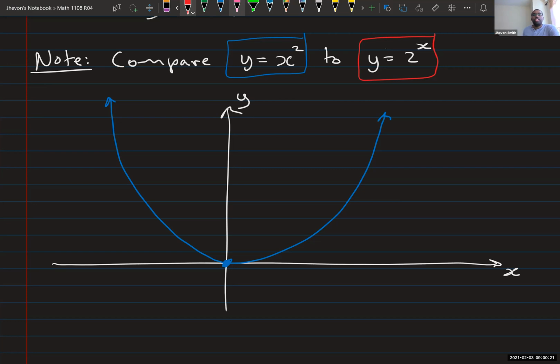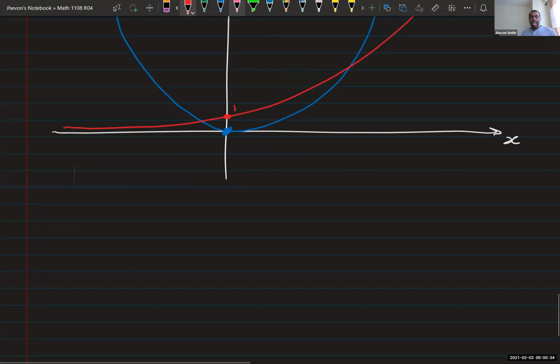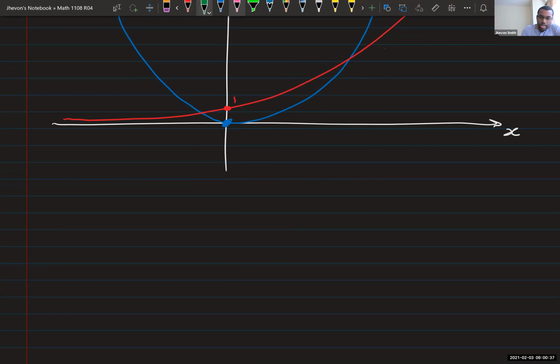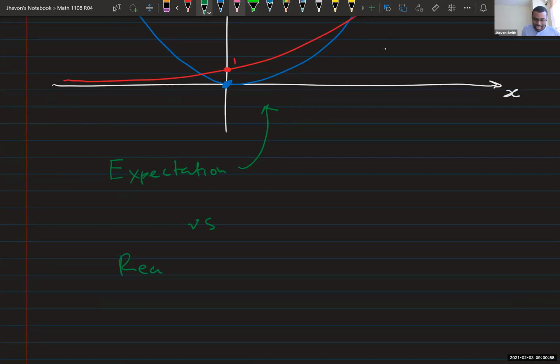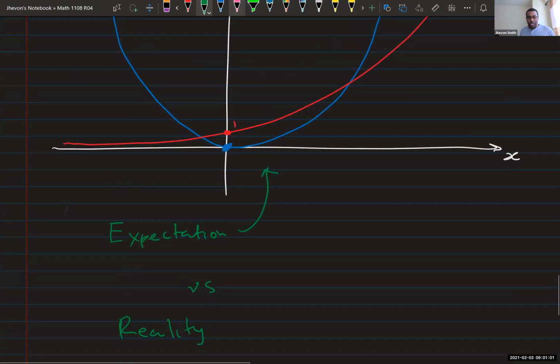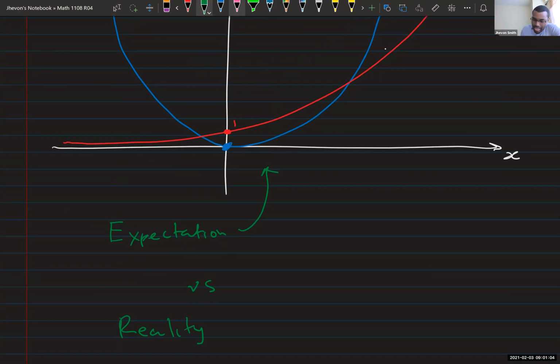And then the 2 to the x. Well, I kind of told you what that would look like already. It would look like this, passing through 1. Now that is what we call expectation, and not in a math sense, I'm using this like a meme: expectation versus reality. Because this is going to be very important for you to understand.